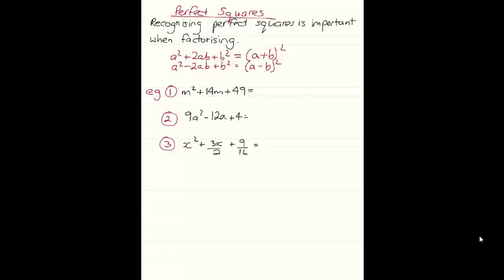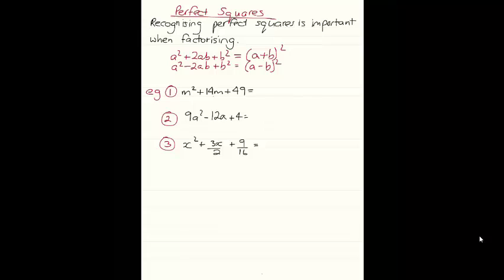Recognizing special types of trinomials is going to make factorising much, much simpler for you. Some of the things that we looked at when we were expanding were perfect squares. If you expand (x plus b) or (x minus b) all squared, then you end up with a squared plus or minus 2ab plus b squared. And knowing that can save you a lot of time.